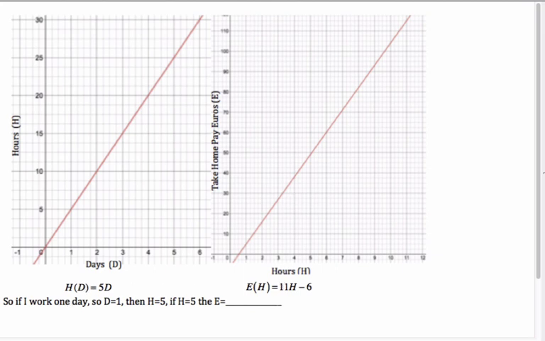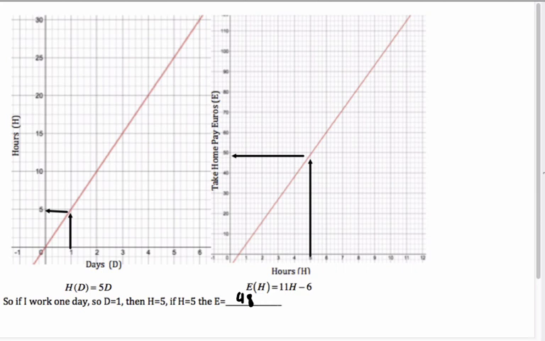So let's consider this. If I work for 1 day, so D equals 1, I know that my hours is 5. Now, if H equals 5, then I know that my take-home pay is probably about 48. This is estimating from here. So I can see that it is going to be about 48 euros from the graph.